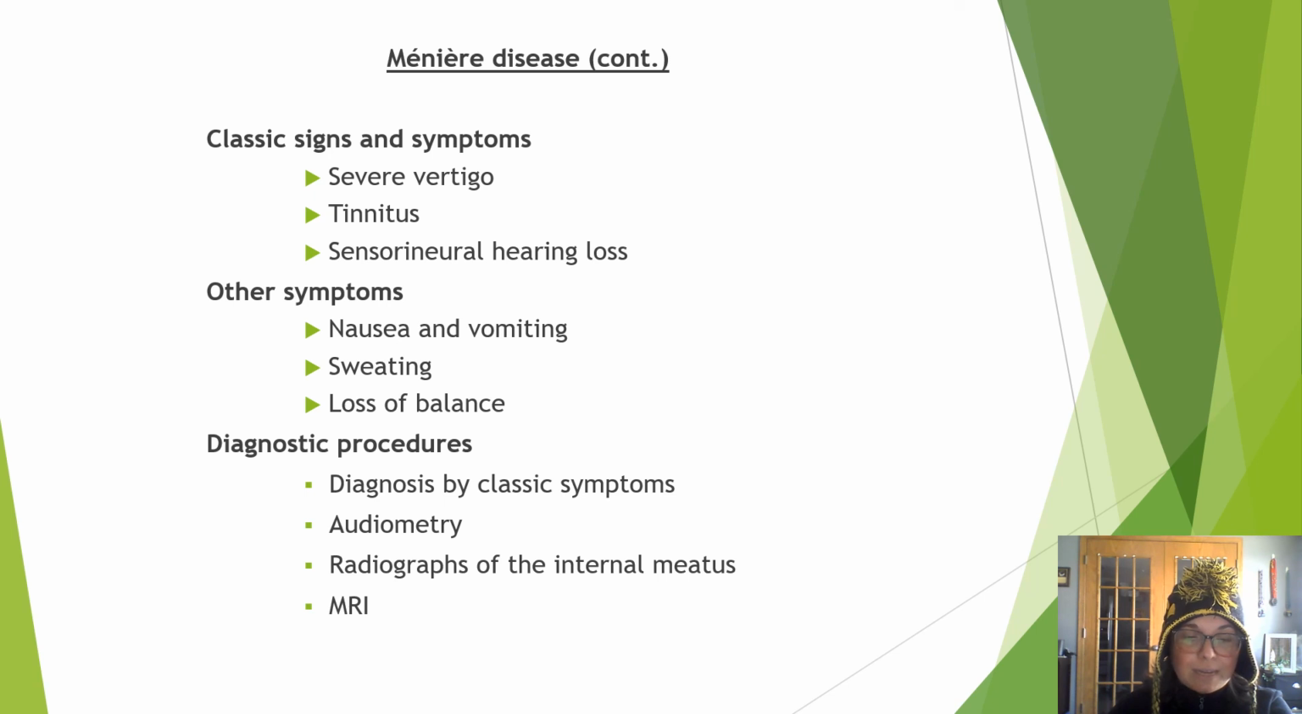I want to make a little side note about what tinnitus is. Sometimes you'll hear it pronounced tinnitus. This is a constant ringing in the ear that never goes away. So I know I've referenced that as signs and symptoms before, and it was in your text. To diagnose the Meniere's disease symptoms, history of the symptoms helps. There's also an audiometry performed, radiographs of the internal meatus, and an MRI can help get a full look of what's going on inside the ear.